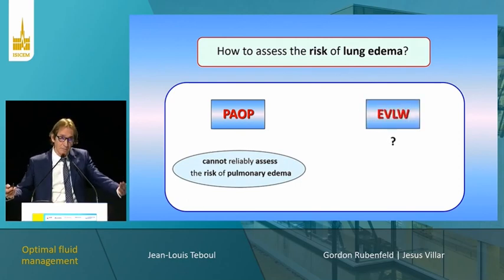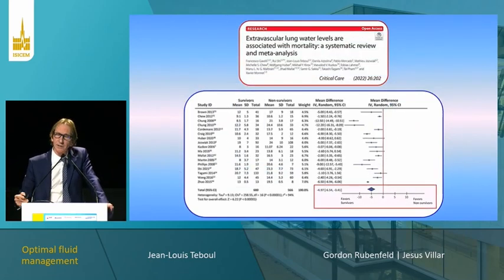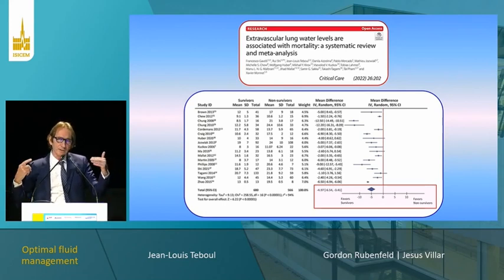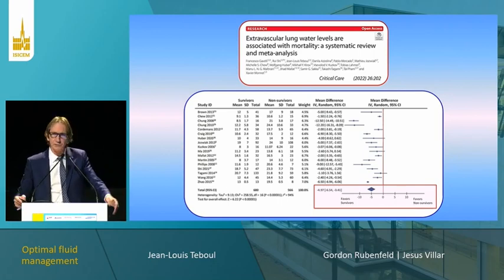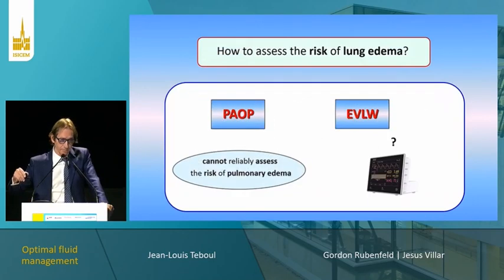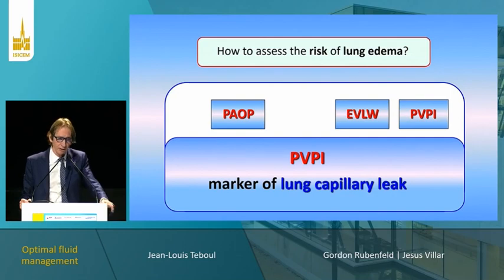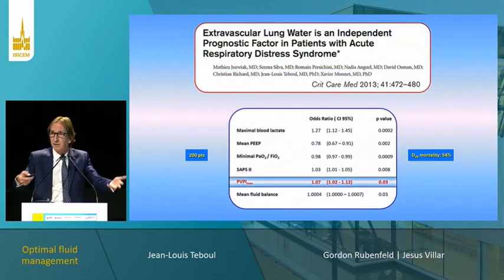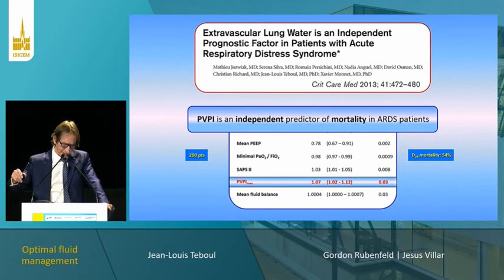It is better to estimate lung water directly using some transpulmonary thermodilution devices. And this is a recent meta-analysis looking at the link between lung water and mortality. Many studies were pooled in this meta-analysis by Francesco Gavelli and others. And as expected, the higher the lung water, the higher the risk of mortality. But also, these devices can provide the value of PVPI, which is a good marker of lung capillary leak. And it is interesting to see that it is also an independent predictor of mortality in this study we did with Mathieu Jozwiak and Xavier Monnet in ARDS patients.